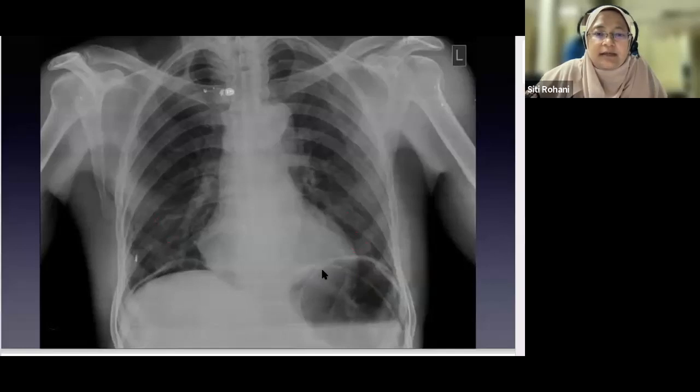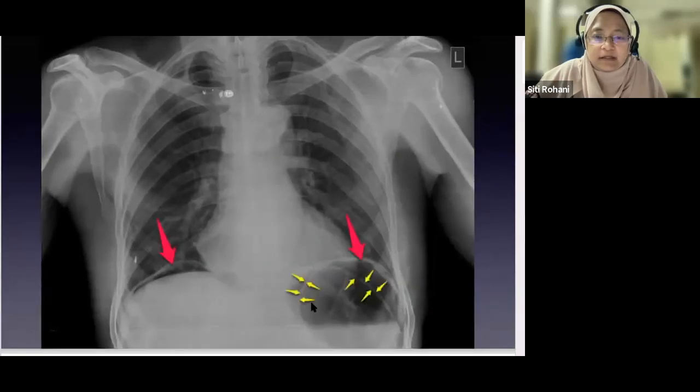But if you see gas on the left side, just be careful and scrutinize further whether there's gas outside and inside the border of the bowel wall. That could give you a clue to the presence of pneumoperitoneum. This is what we call the Rigler sign, where there is the presence of gas inside and outside the viscus, outside the bowel. Okay.